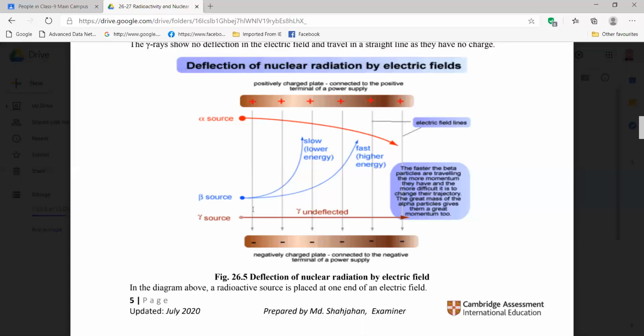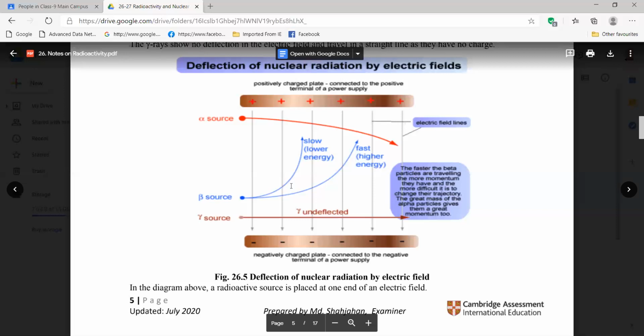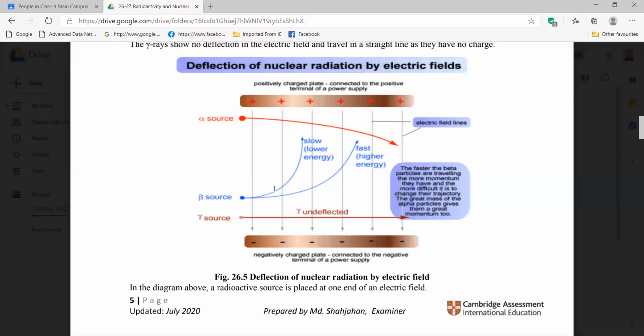Now beta particles are negatively charged, right? Beta particles are electrons, right? So electrons are negatively charged. That's why when you give a beta source, it will be attracted by positive and repelled by negative.